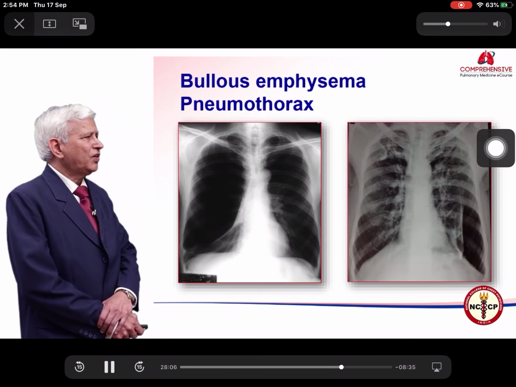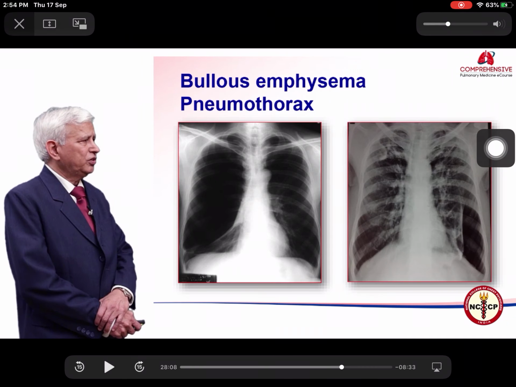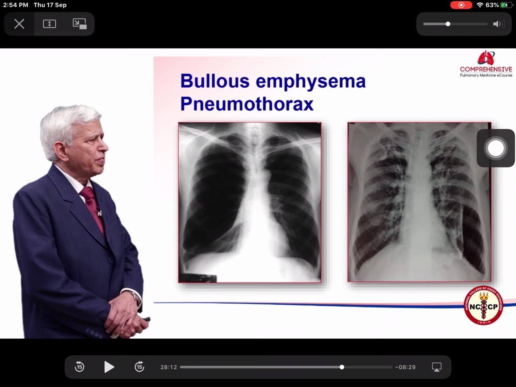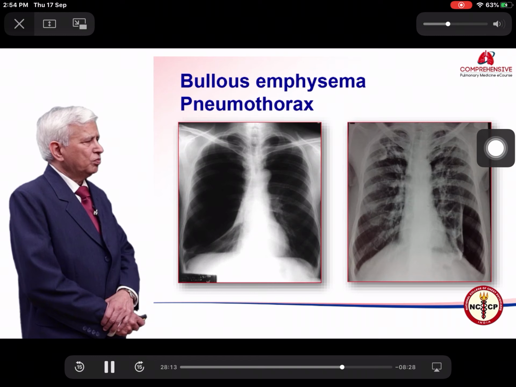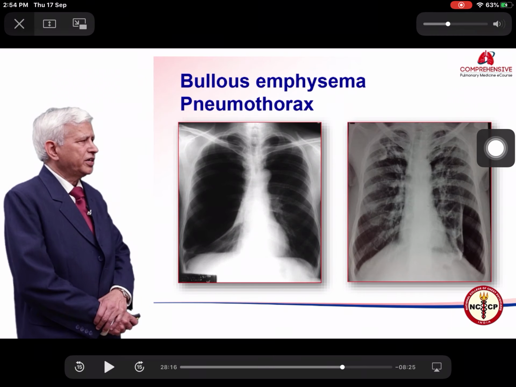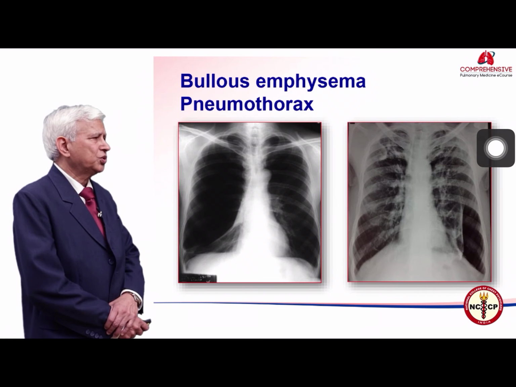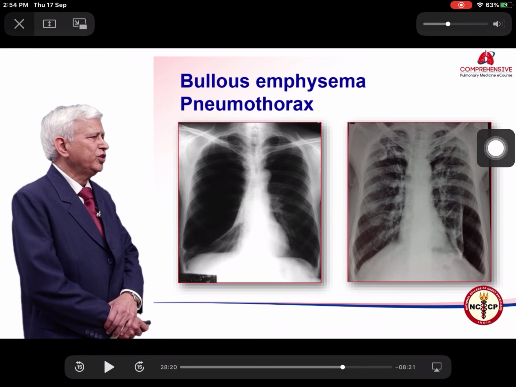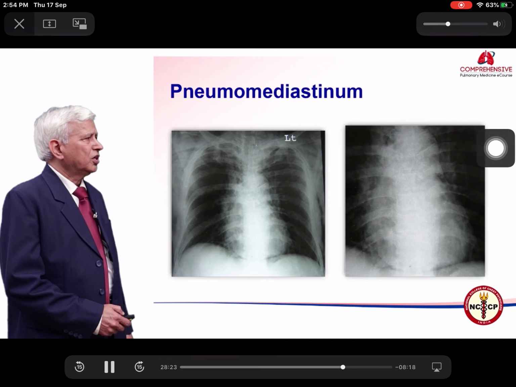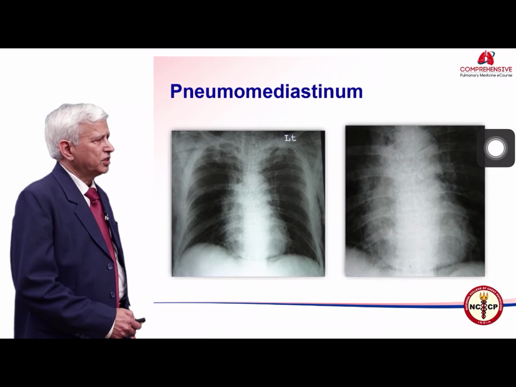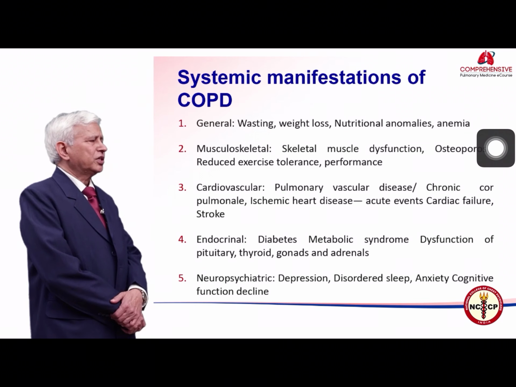Bullous emphysema is another important condition. Here you can see on the left hand side a big bulla, almost the entire right lung replaced. On the other hand, the right side X-ray shows a pneumothorax on the left side. Similarly, complications like pneumomediastinum can happen. So you can see all around the heart there is air in this patient. One has to manage these complications accordingly.